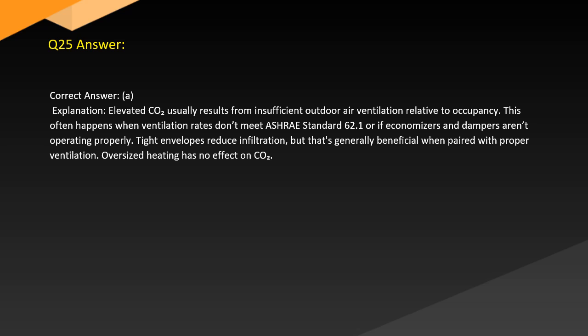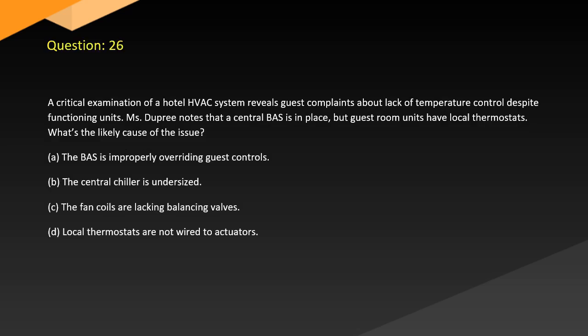Answer. Correct answer: A. Explanation: Elevated CO2 usually results from insufficient outdoor air ventilation relative to occupancy. This often happens when ventilation rates don't meet ASHRAE Standard 62.1 or if economizers and dampers aren't operating properly. Tight envelopes reduce infiltration, but that's generally beneficial when paired with proper ventilation. Oversized heating has no effect on comfort.